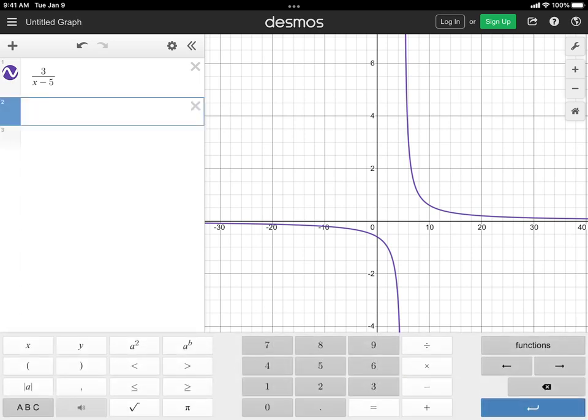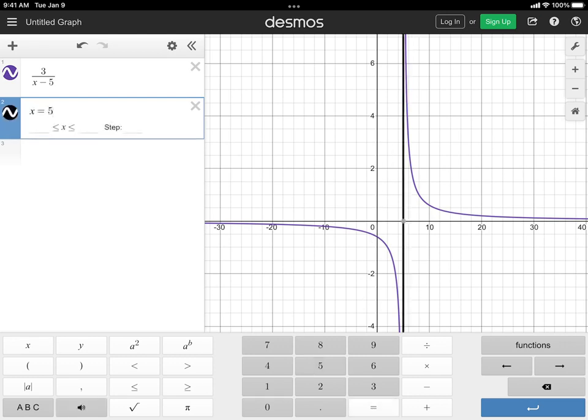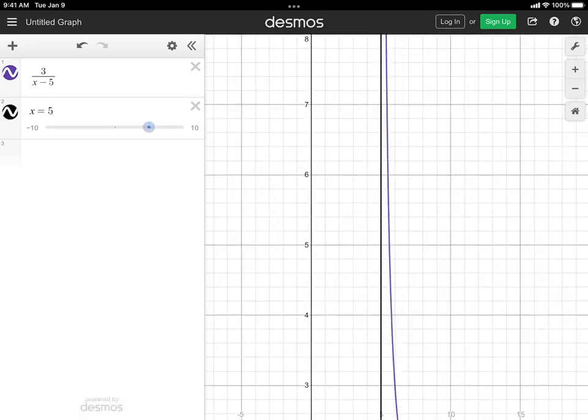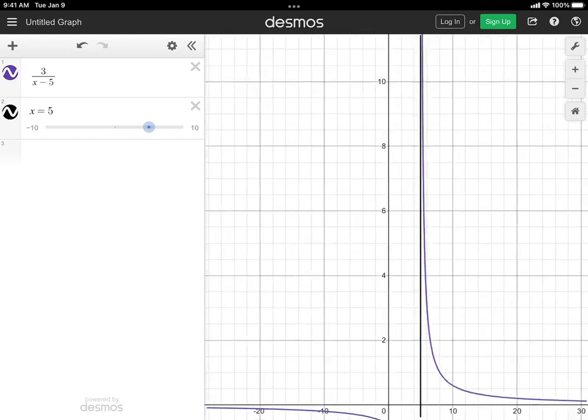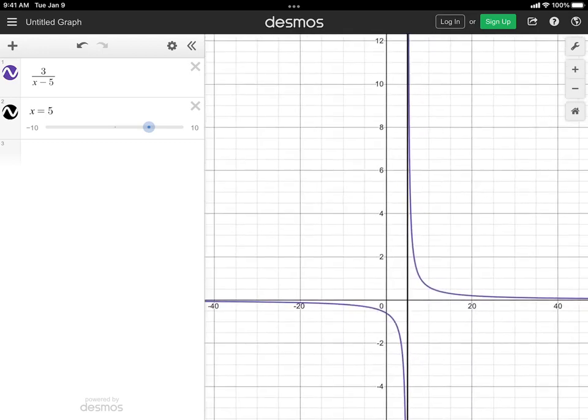And let's think about why. So let's put in x equals 5, and just to see, you see how it's hugging that line on both sides? That's going to be an excluded value in the domain because it's never going to touch it. It's going to get really, really close, as we can see, but it's never going to touch it. And the reason algebraically is because if we plug in 5 into 3 over x minus 5, what we end up getting is 3 over 0, and we can never have 0 in the denominator, okay?